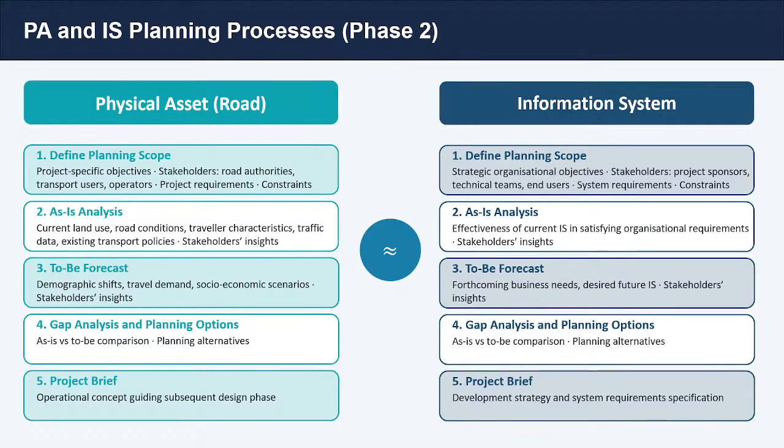In the second phase, building upon this general planning workflow that was identified in the first phase, we identified the key steps for the physical asset and the information system. We can see that the 2 processes are similar, but they present some differences, and the main difference is that the physical asset planning process is more project-oriented, while the information system one focuses mainly on satisfying the strategic organizational objectives.